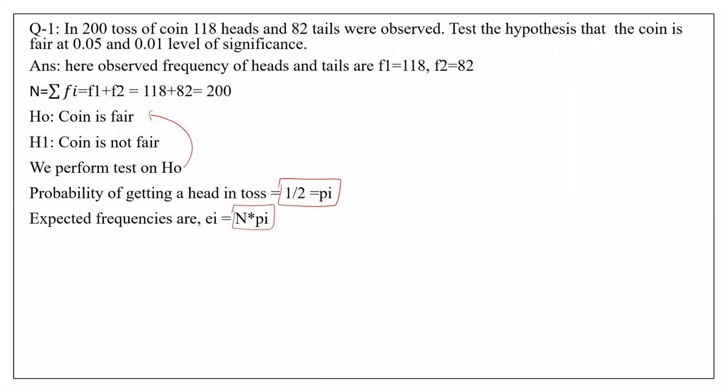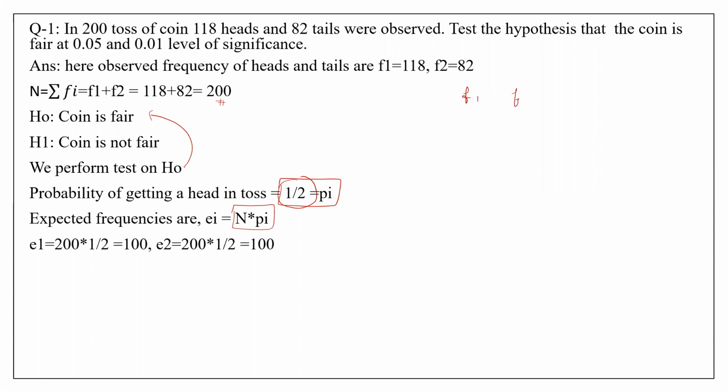Okay. So n is 200, which we already have here. And pi is 1 by 2, the probability. So when we do that, your E1 becomes 200 into 1 by 2, which is 100. Then your E2 is 200 into 1 by 2, which is also 100. So now you can see you have got E1 and E2.